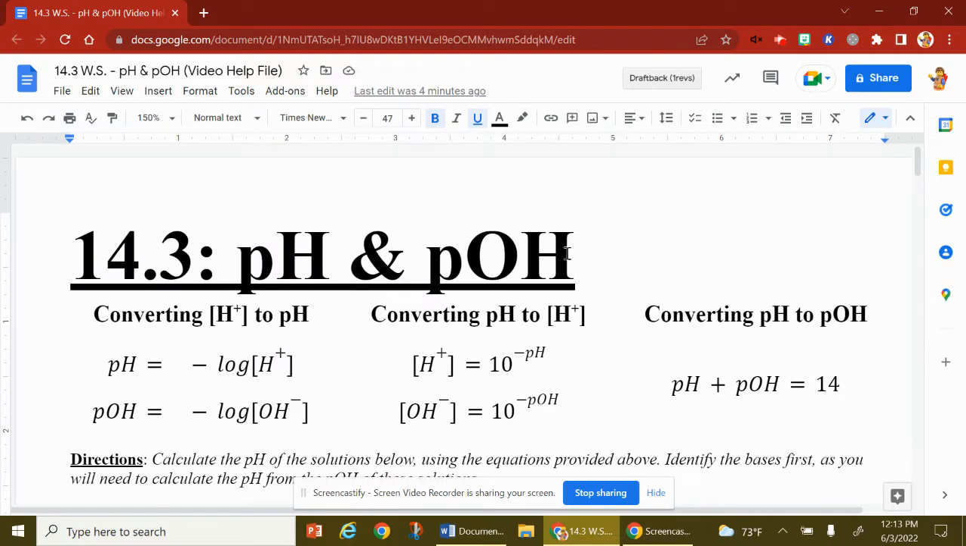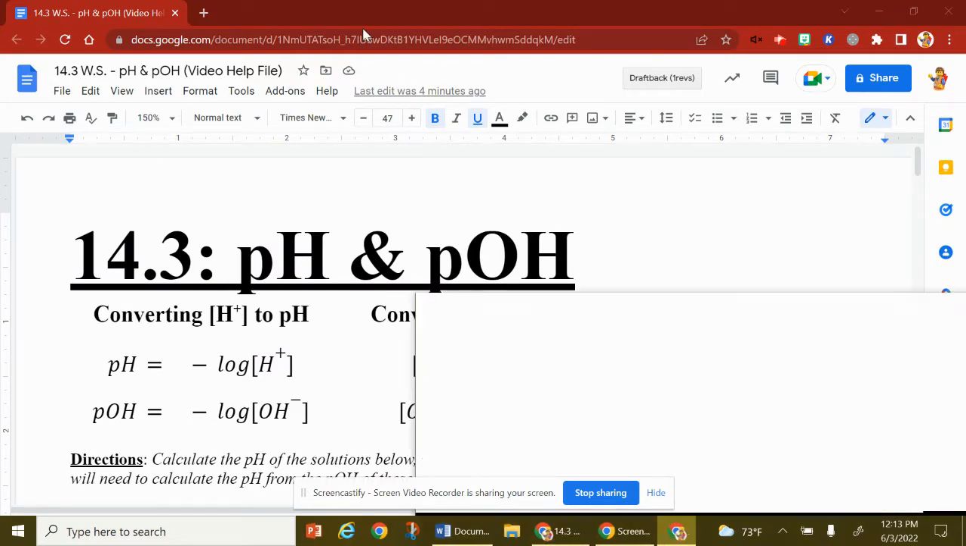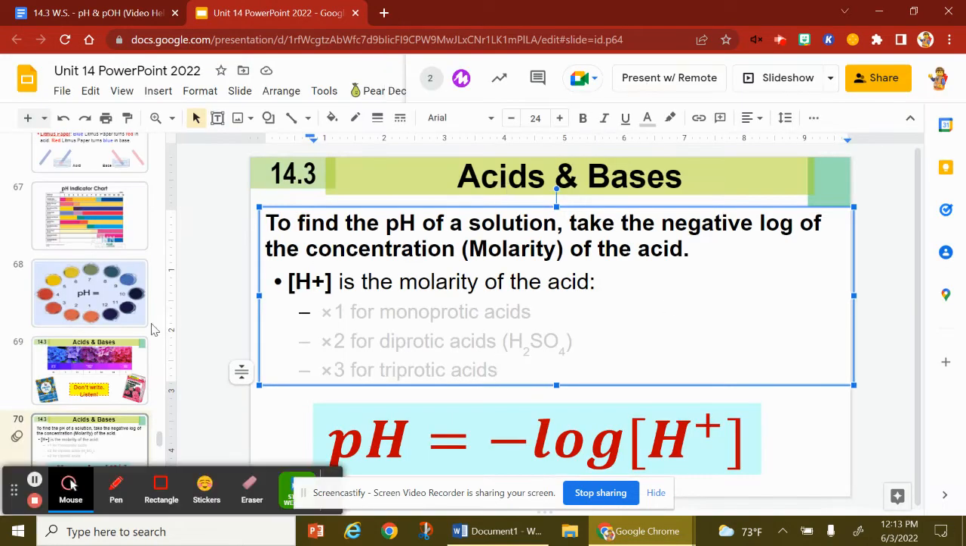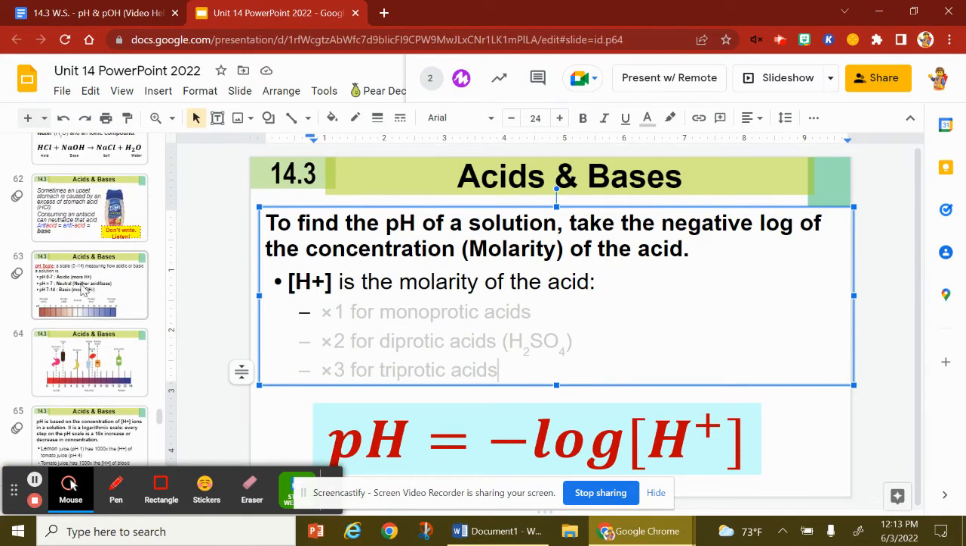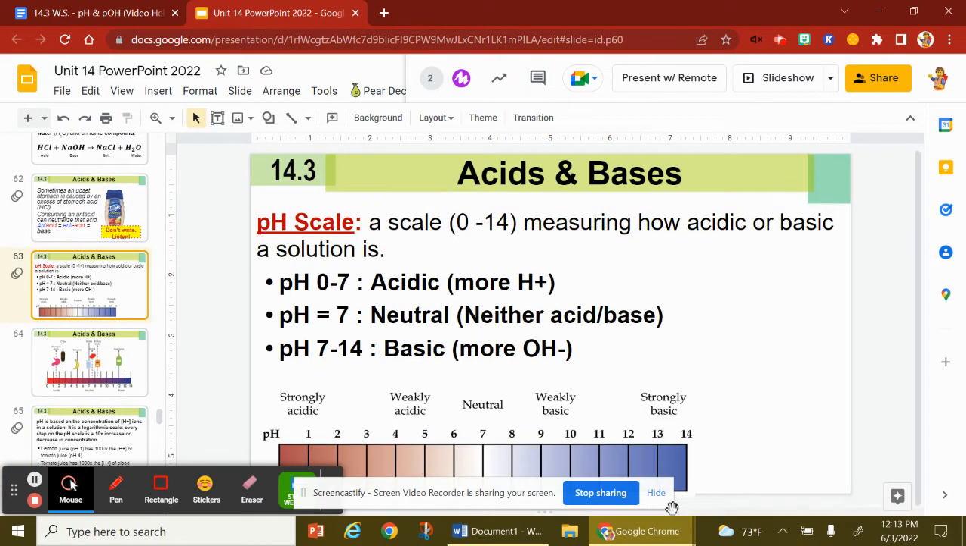So what is pH and pOH? Well, pH is the concentration, the power of an acid in a solution, and it's a simple 0 to 14 scale. If you are acidic, you're on the low end of the scale. If you're basic, you're on the high end of the scale.